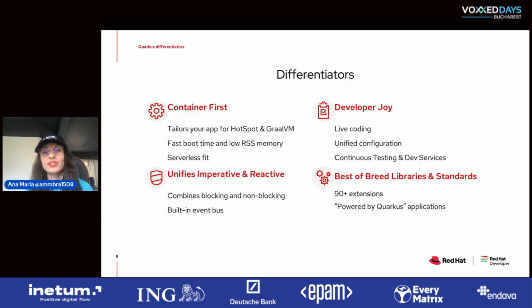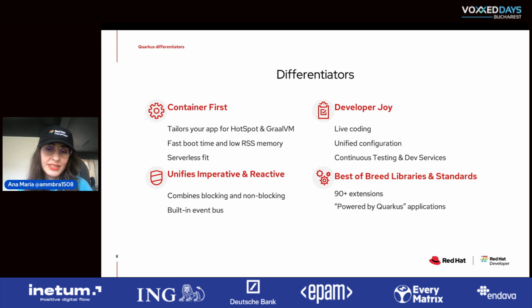So what are the differentiators that make Quarkus great, especially with Java 17? Well, as probably some of you know, with Quarkus you have a fast boot time and a low memory footprint. It's also serverless fit, as you saw in the demo that Adam Bien has done this morning in the keynote. And of course, it makes you happy when you're coding with it because you get live coding, you get continuous testing and dev services. I'm going to use continuous testing today.